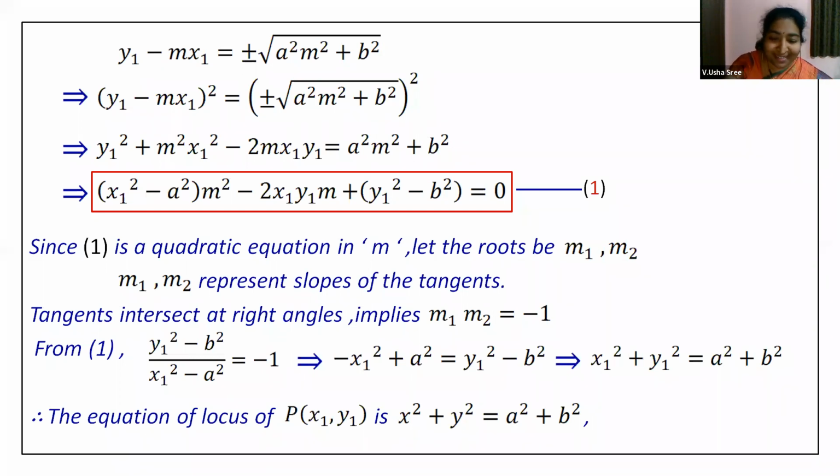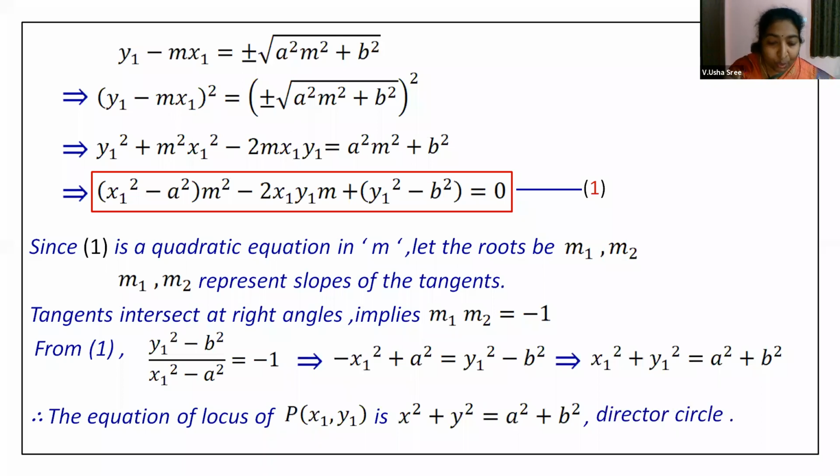What is this representing? It is representing a director circle. Right? So we can conclude that the locus of the point of intersection of all the perpendicular tangents drawn to a given ellipse will be a director circle, which is also concentric to the given ellipse.